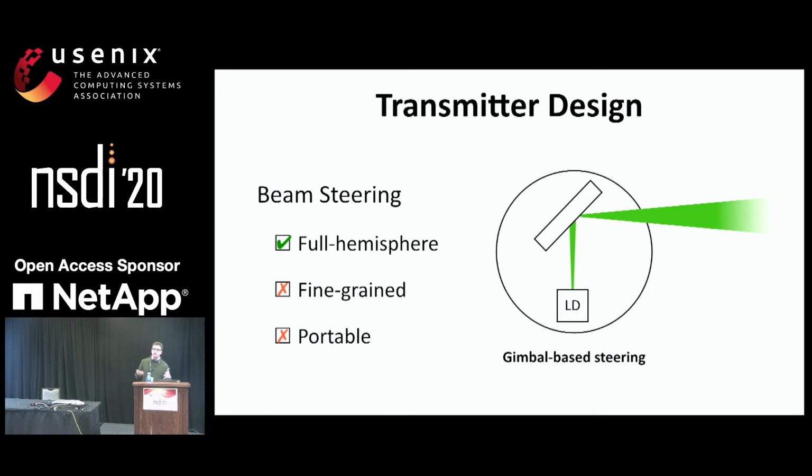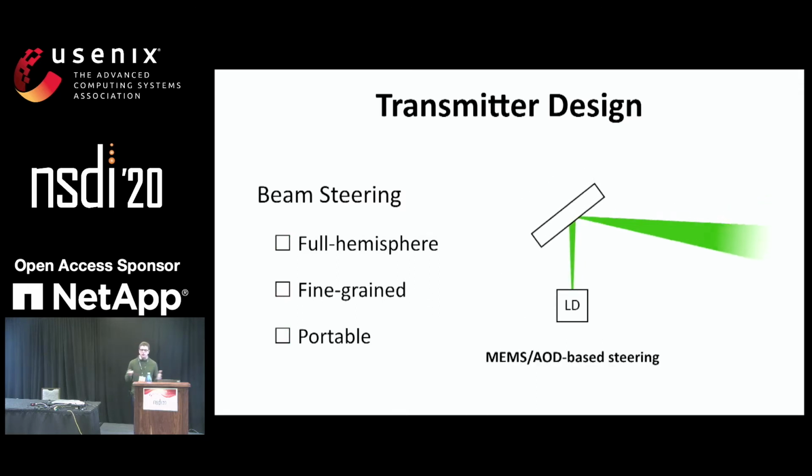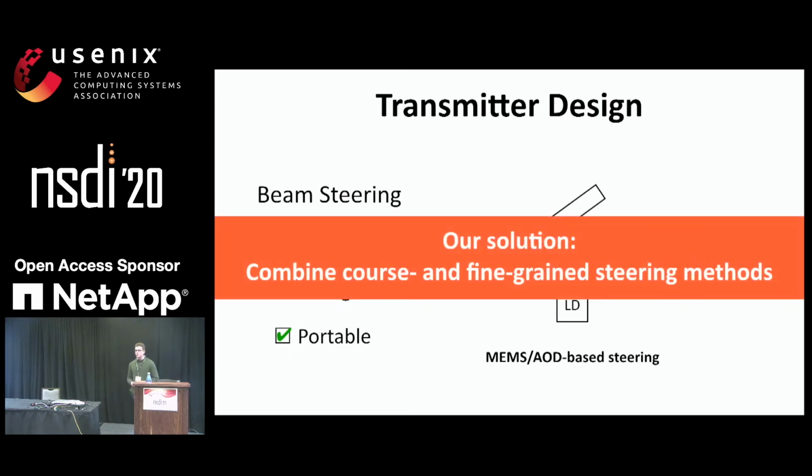This led us to look at MEMS-based systems, like a MEMS-based mirror or an acousto-optical deflector. However, these clearly cannot achieve a full hemispherical steering range. In fact, they can only do a few degrees or even milliradians. But they are fine-grained and they are portable. So obviously what we want to do is somehow combine these two into a single portable package that is both fine-grained and coarse-grained, depending on what we need.